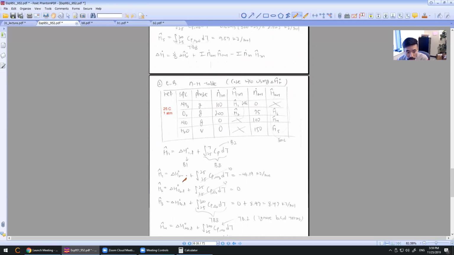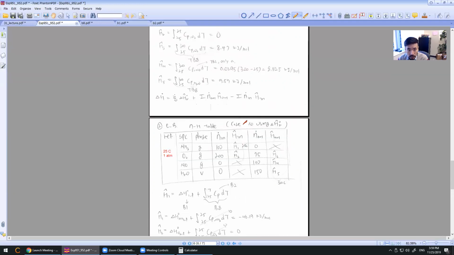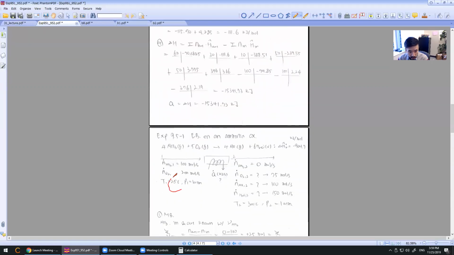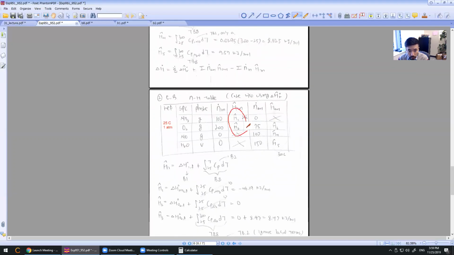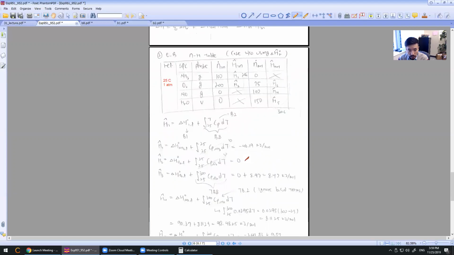For H1, this is about ammonia. So it's going to be the ammonia heat of formation plus the integration from 25 to the incoming temperature. Let's review: the temperature coming in is 25 and coming out was 300. So this is all 25, right? This is 300C. So for H1, it's going from 25 to 25C. So we have the heat of formation plus the integration from 25 to 25C of Cp of ammonia dT. Since this is from 25 to 25, this is going to be 0.